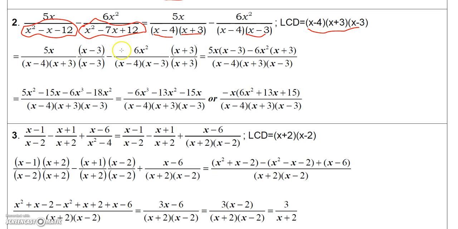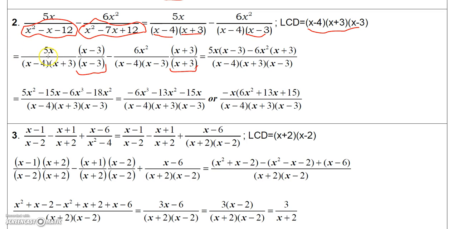So the lowest common denominator would be all three of those. Now, in this first fraction, I'm only missing the x minus 3. So I can multiply that fraction by x minus 3 over x minus 3 to get the common denominator. And in the second fraction, I'm missing the x plus 3. So I'll multiply that fraction by x plus 3 over x plus 3.